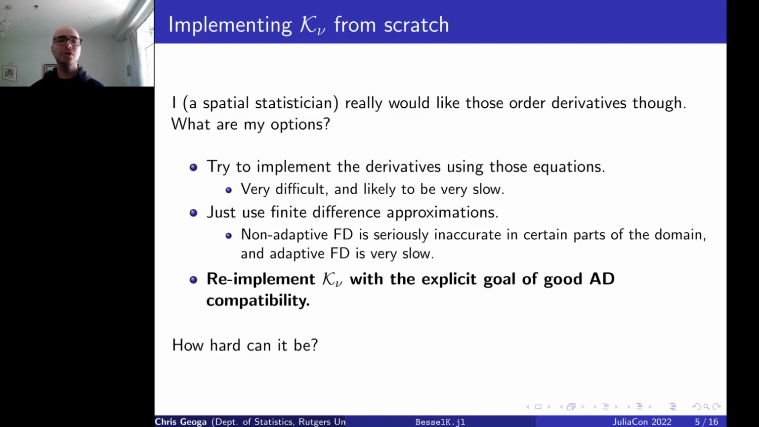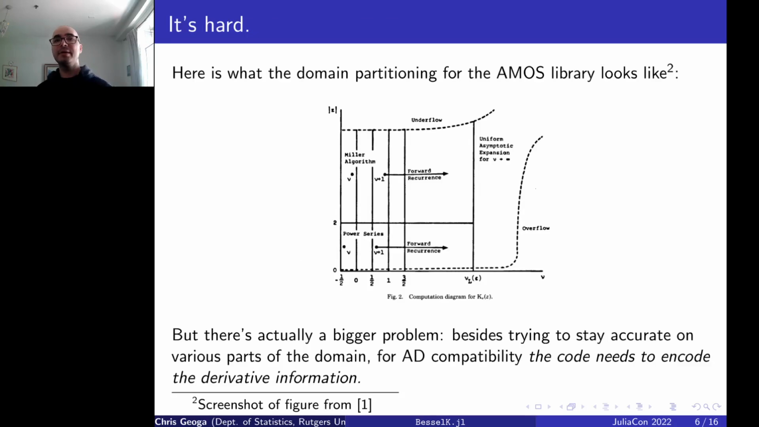Finite differences work pretty well in most parts of the domain, but not near the origin where there's a singularity, which is not surprising, right? At least non-adaptive ones don't, and adaptive ones are, again, pretty slow. So the thing that we decided to try to do was to re-implement the function with the explicit goal of passing AD through it, right? Instead of implementing the derivative, we implement the function specifically to pass AD through it. And it's not trivial to do that.